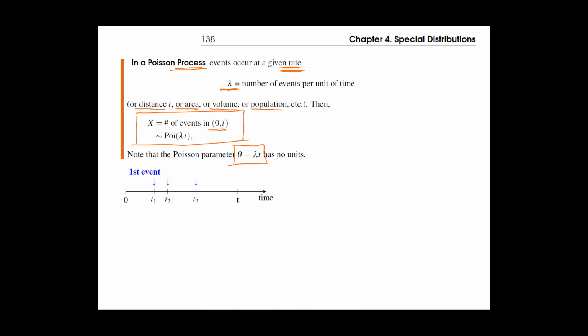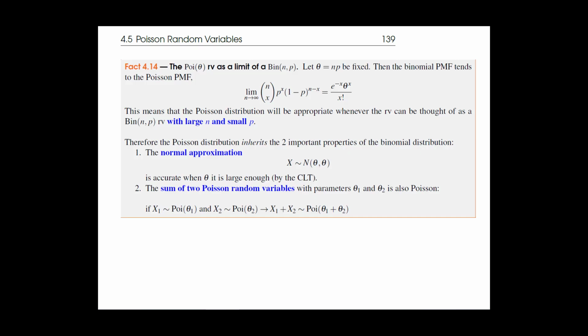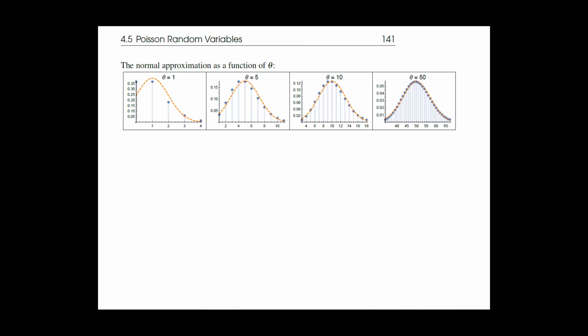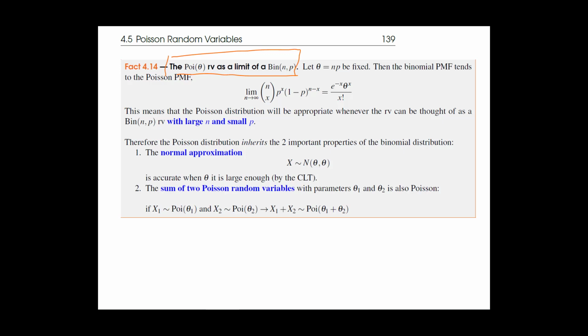All right, so that's the Poisson process. Okay, so this is the meat of the Poisson distribution. It's the first fact right here, and it's the best definition I can give you. And it says that it's the limit of a binomial random variable. So yeah, that's the proof. We're not going to do anything with it.